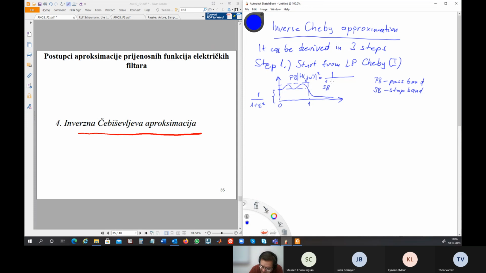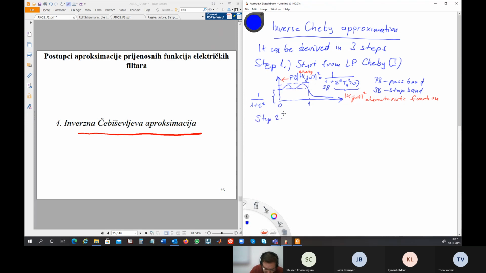One plus epsilon square Tn square of omega. This part here, everybody knows, is the characteristic function, not equation. This we remember from the last time. This is, of course, Chebyshev, and it is here. So we know this already, and then we continue to the second step.